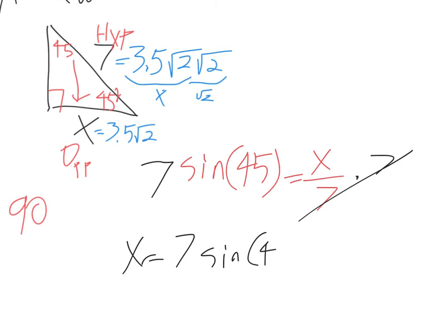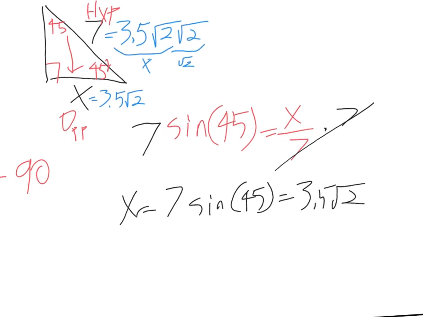And if you were to type in 7 sine of 45, it would be the same thing as what 3.5 square root 2 equals. They equal the same thing. So however you want to go about this to use for your side length is fine, because you'll have the same number.